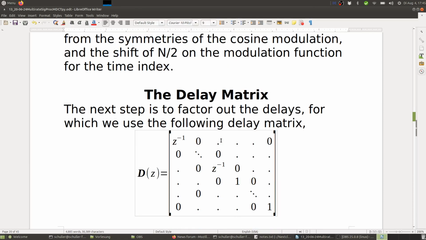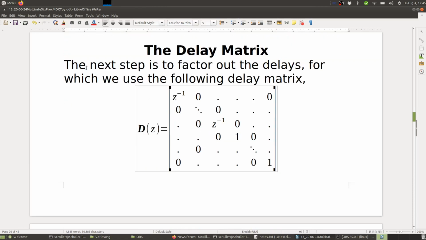So now we come to this delay matrix. The next step is to factor out the delays, for which we can use the following delay matrix. So here we can see it. Here the first half contains the z to the -1, which means we multiply each of the corresponding columns, the left side columns, with z to the -1, and the right hand columns will be multiplied with 1. They stay unchanged. And this way we can factor out the delays.